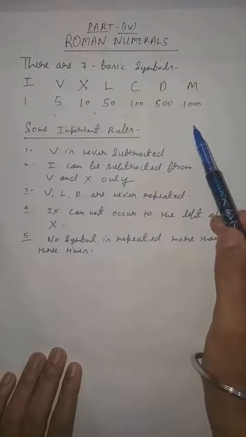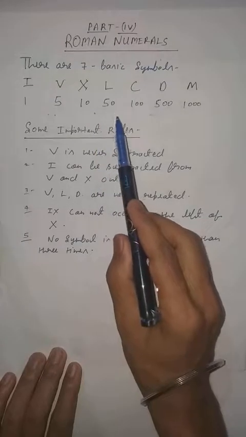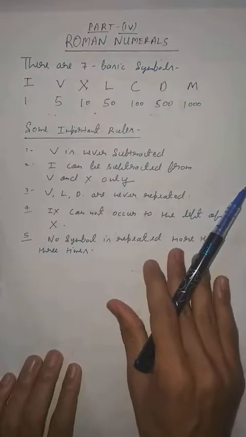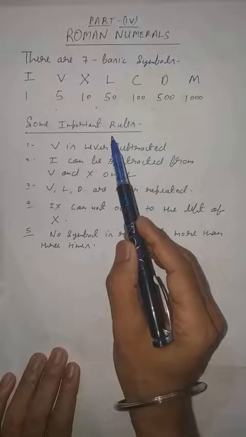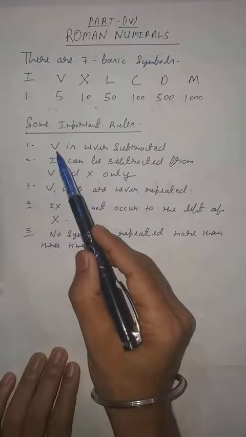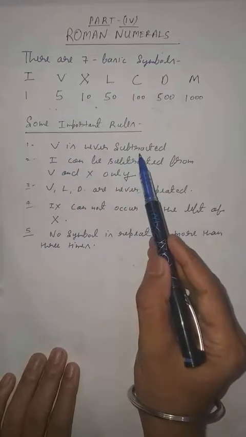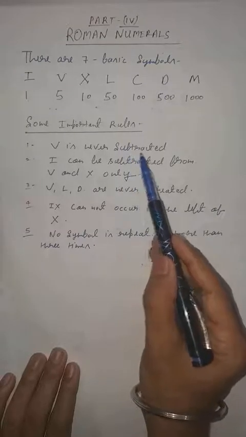By using these symbols, you can write down any number. Now, come to the next point, some important rules of the Roman numerals. Now, the first rule is V is never subtracted. What is the meaning of this? It means V can never be subtracted from anything.